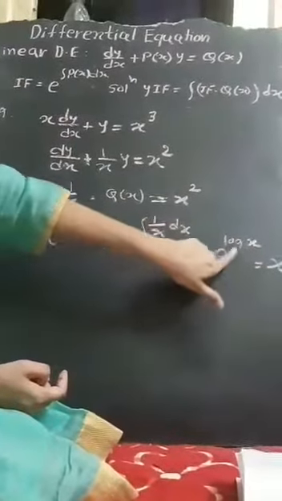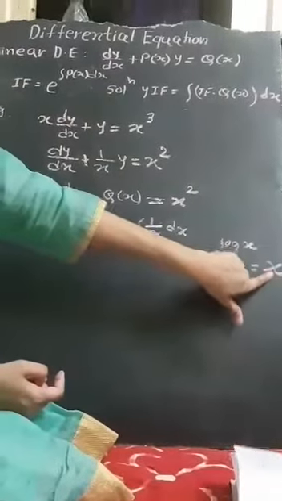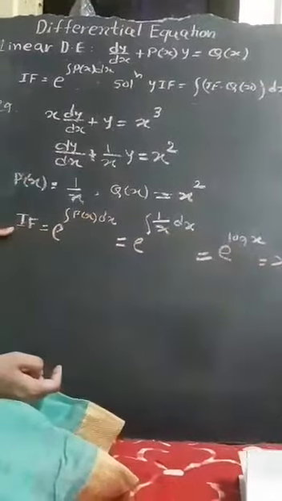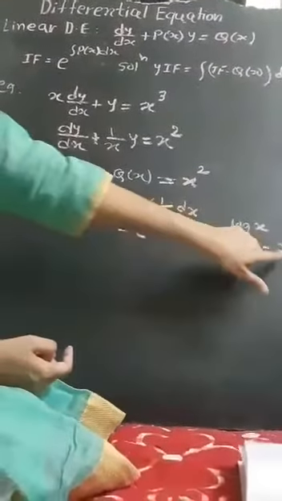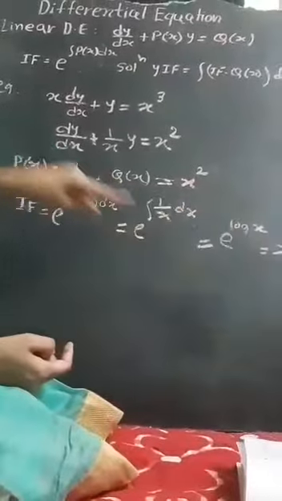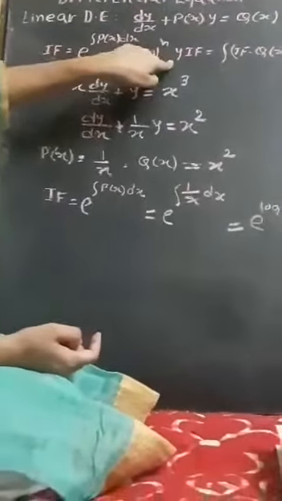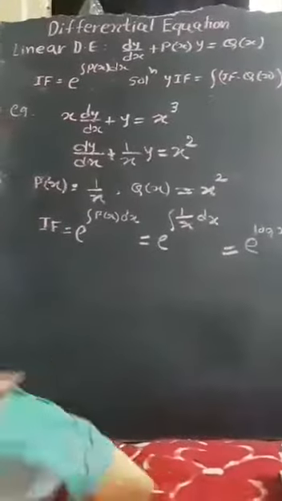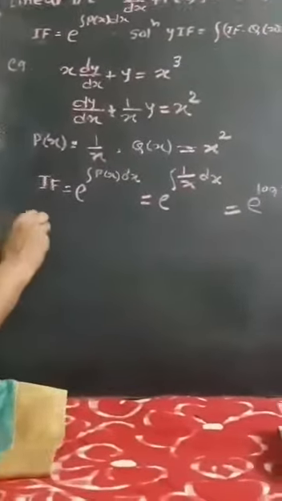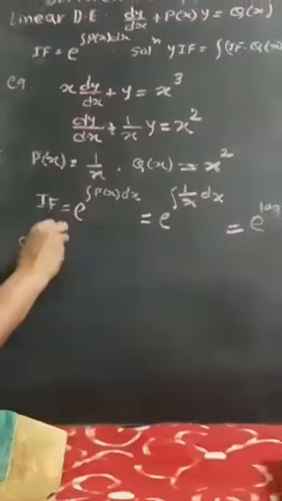So we are having e raised to log x, it will become x only. So what is my integrating factor now? Integrating factor is x. So we have done this IF step. Now the last step is left. Now what is the last step? Solution.